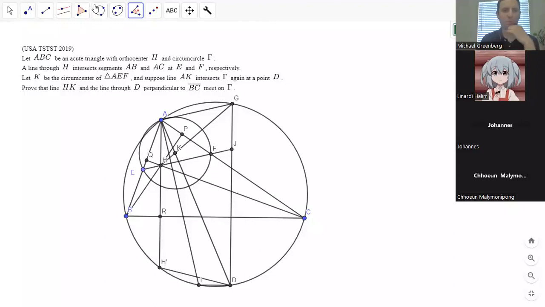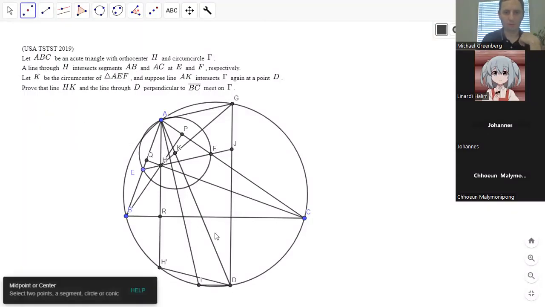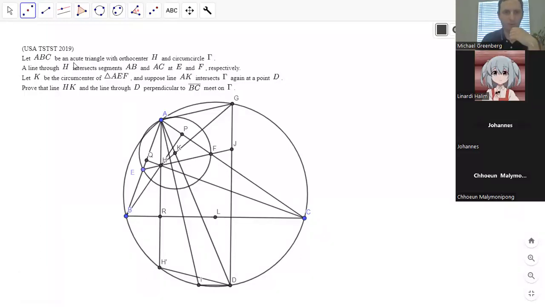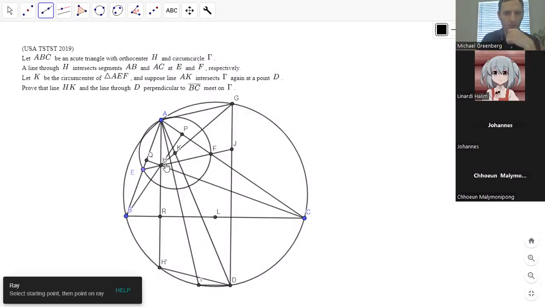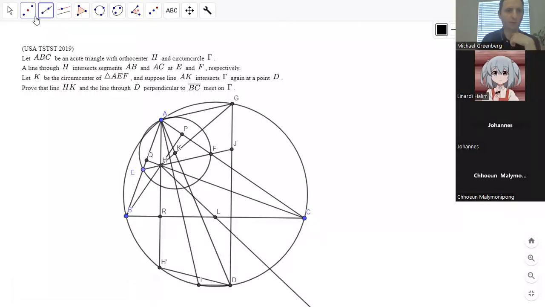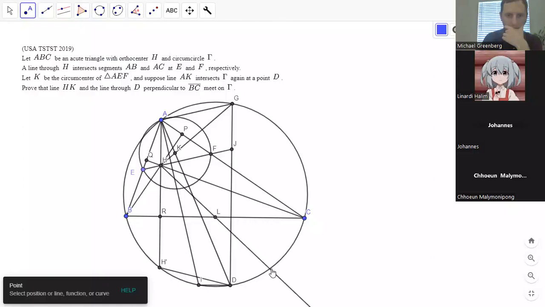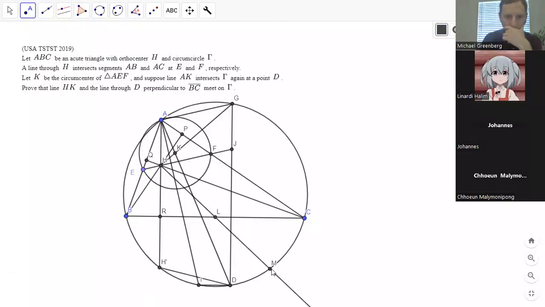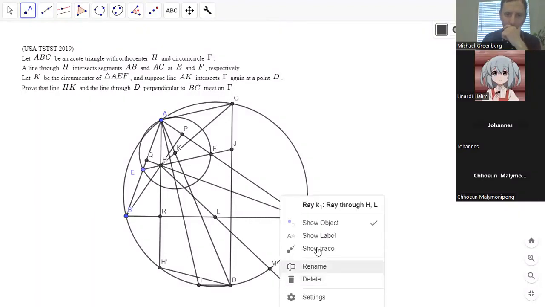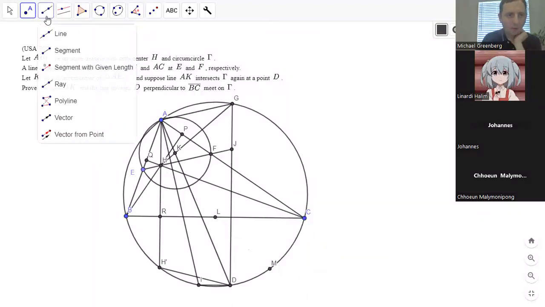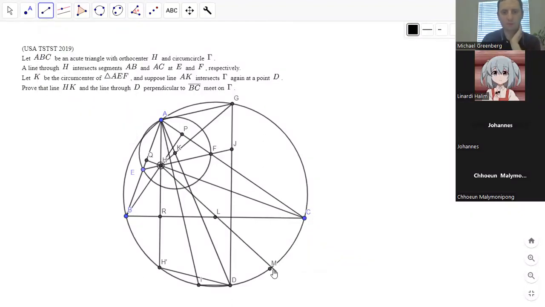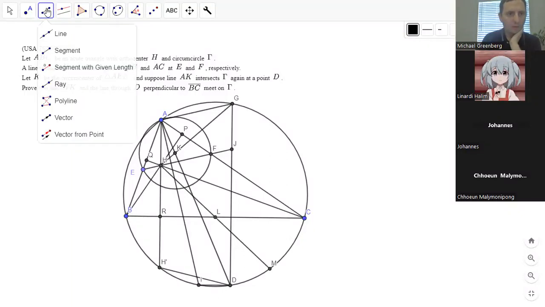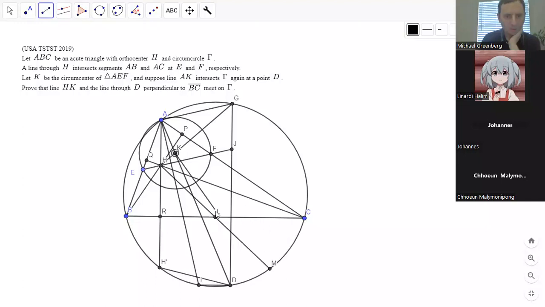So maybe here's one way we could do it. I don't know if this will work. But I wonder what the antipode of A is. So we know H, L, and the antipode of A are collinear. We want to show H, K, and G are collinear. I'm not sure if this will work actually. So KL. No, I don't think that's going to work.